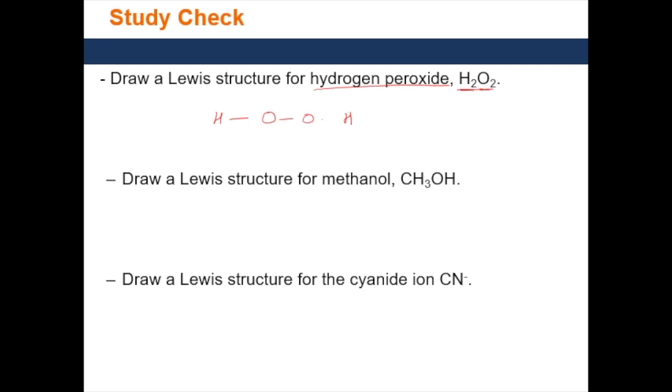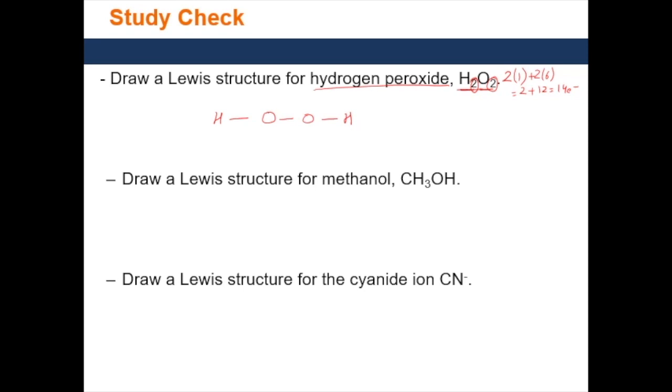I will connect them all with a single bond, meaning 2 electrons, and this is my skeletal structure. Let's figure out what is the total number of valence electrons. We have a total of 2 hydrogen. Each hydrogen has 1 electron, so that would be 2 times 1, plus we have 2 oxygen atoms, and each oxygen carries 6 electrons, so this would be 2 times 6. So total would be 2 plus 12, which is 14 electrons. So we need to distribute 14 electrons now.